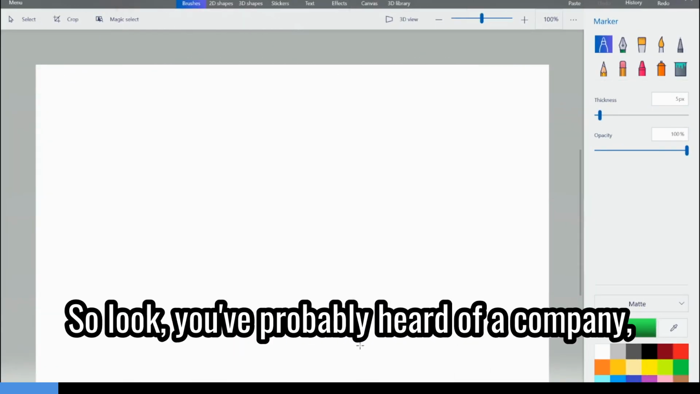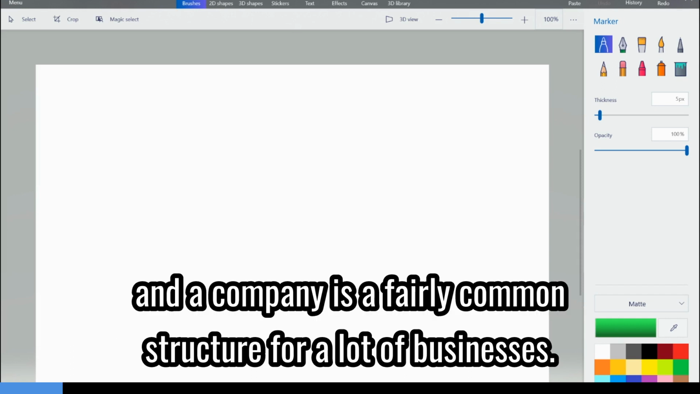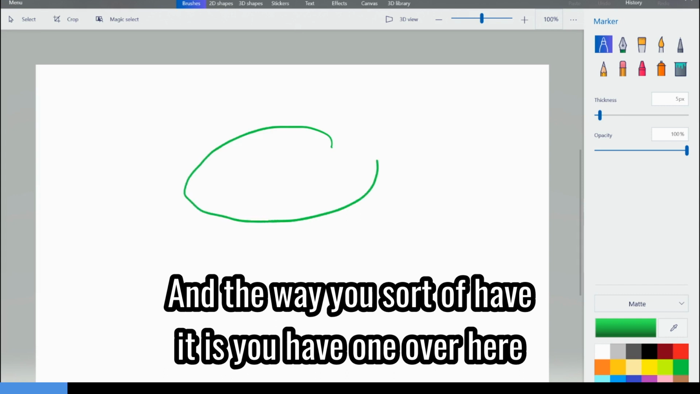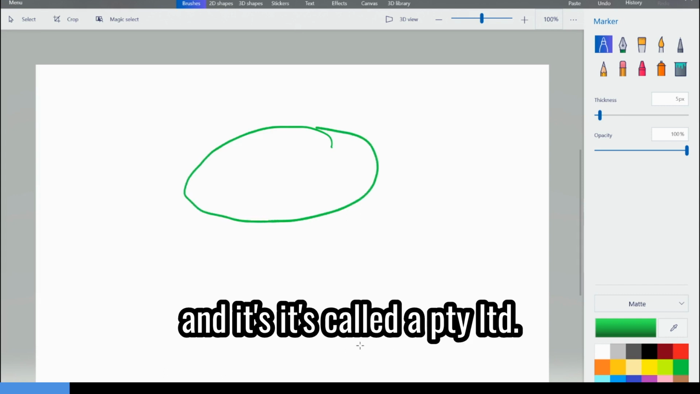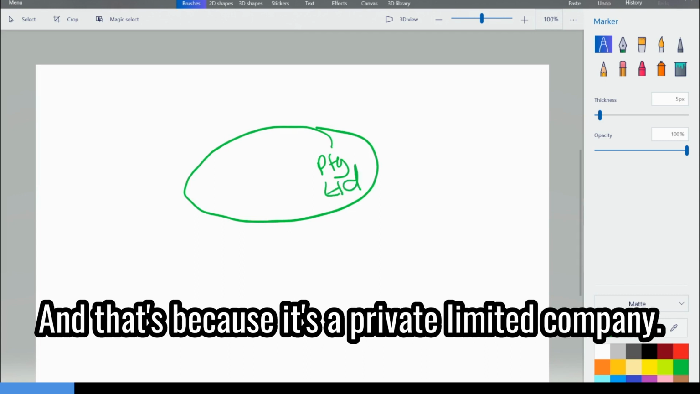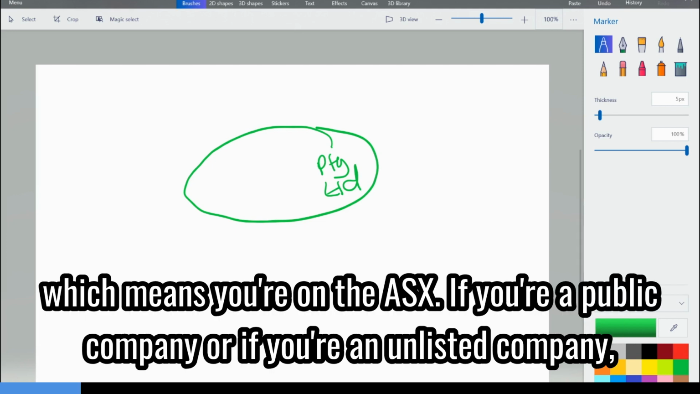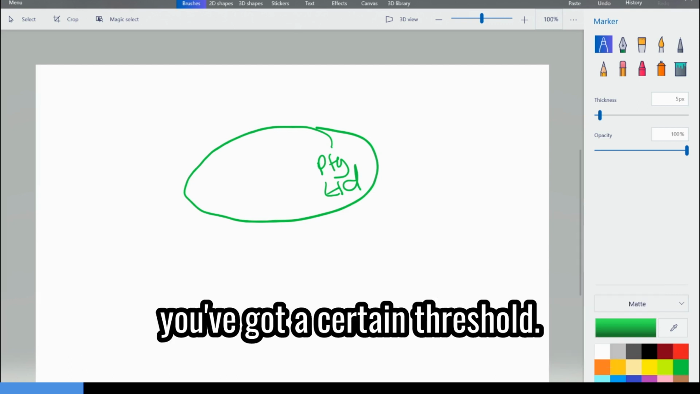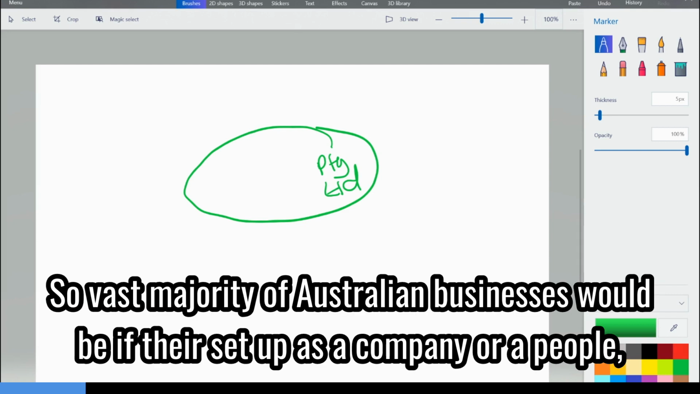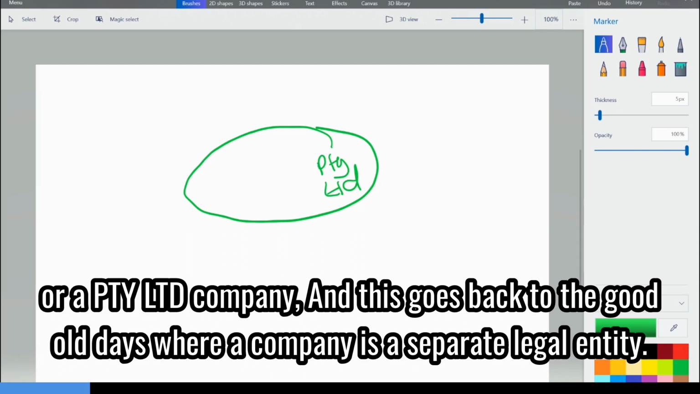You've probably heard of a company, and a company is a fairly common structure for a lot of businesses. One is called a PTY Ltd, and that's because it's a private limited company. If you're a public company, which means you're on the ASX, or an unlisted company, you've got a certain threshold. The vast majority of Australian businesses, if they're set up as a company, are a PTY Ltd company.